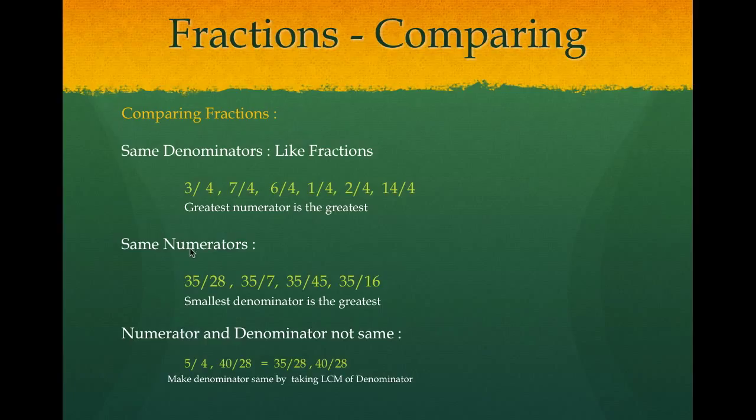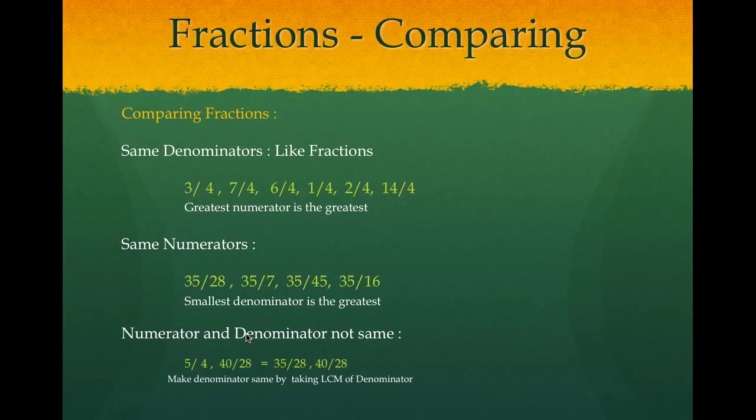Now in fractions where the numerators are same, for example here, the fraction with the smallest denominator is the greatest. So among these fractions, all of them have the numerator 35, but this fraction has got the smallest denominator, which is 7. Hence this is the greatest fraction among these.